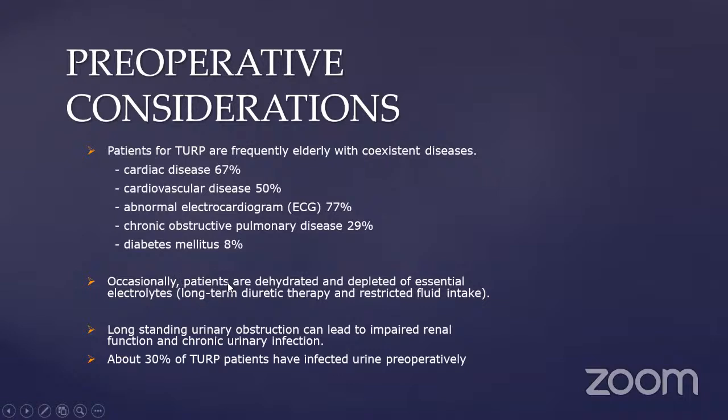Occasionally, patients are dehydrated and depleted of essential electrolytes due to long-term diuretic therapy they may be using for other comorbidities. Long-standing urinary obstruction can lead to impaired renal function and chronic urinary infection. About 30% of TURP patients have infected urine preoperatively.